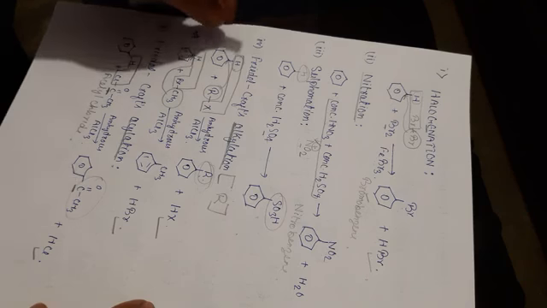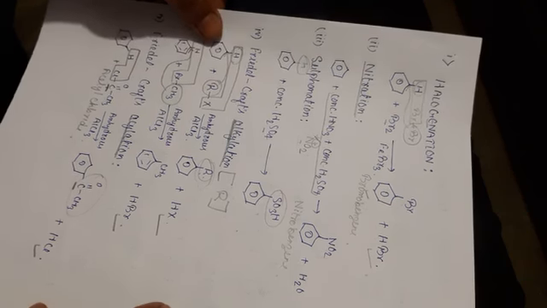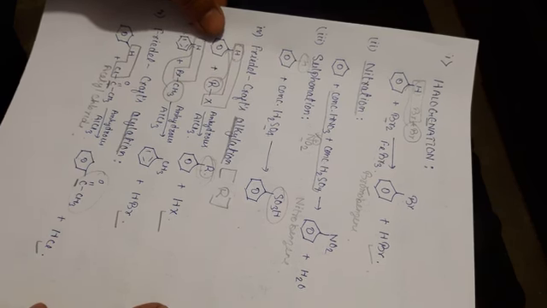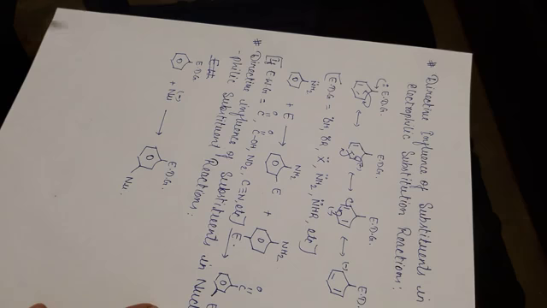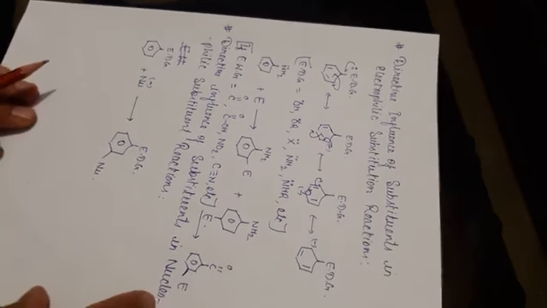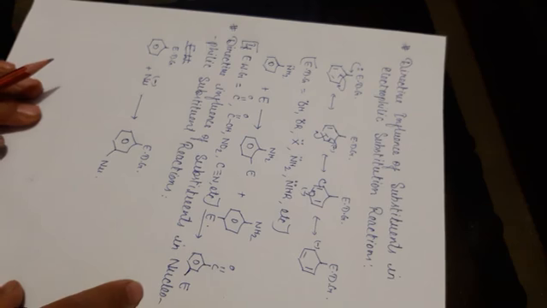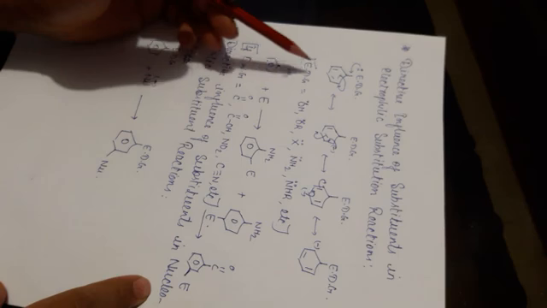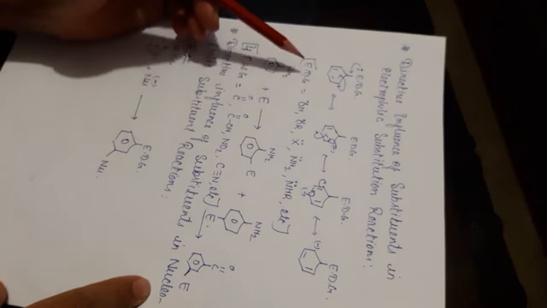So these were the electrophilic substitution reactions of the benzene ring. Now another important part that we are going to discuss is the directive influence of substituents in electrophilic substitution reaction. This is very simple if you understand it, and this is very important as well.